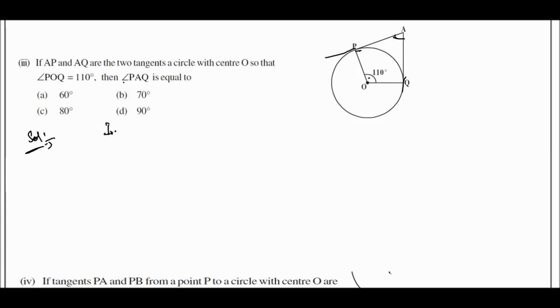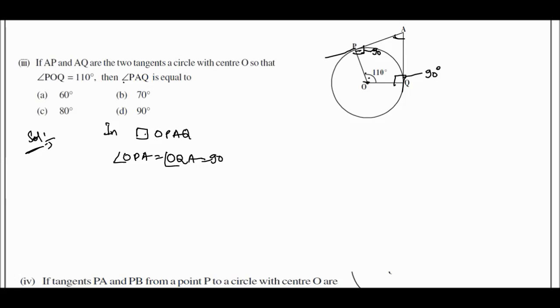So this is a quadrilateral, OPAQ. Here angle OPA and angle OQA are each 90 degrees, because the radius is perpendicular to the tangent. This is 90 degrees and this is 90 degrees. Please concentrate, this is an important one.